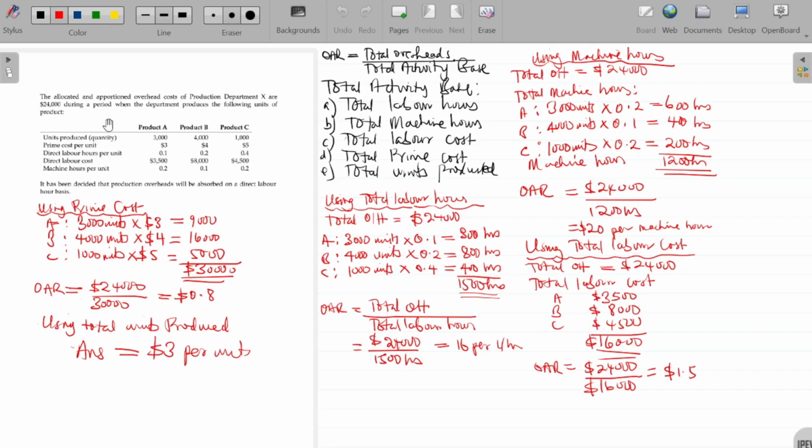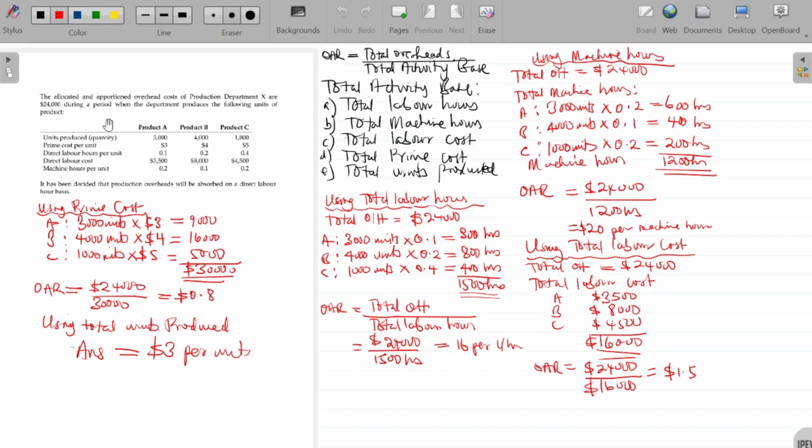Now, when you multiply the 3,000 units by 0.1, which is the direct labor hours per unit, we get 300 hours. Likewise, 4,000 units by 0.2 and 1,000 units by 0.1, we'll get 800 and 100 hours for B and C respectively. So the total hours will be 1,500 hours. The overhead absorption rate using total labor hours will be 24,000 divided by 1,500 hours, giving us $16 per labor hour. Let's switch to the right and use machine hours.